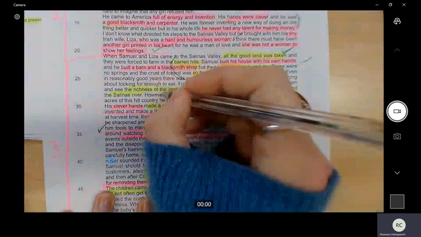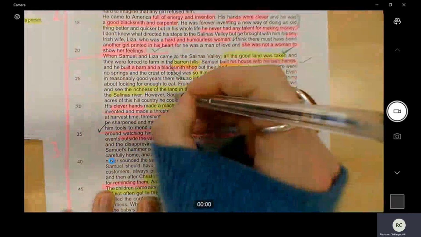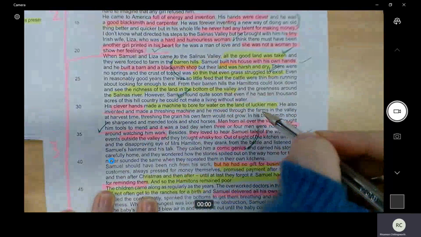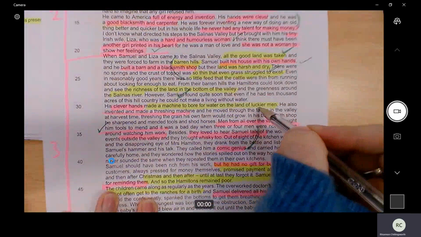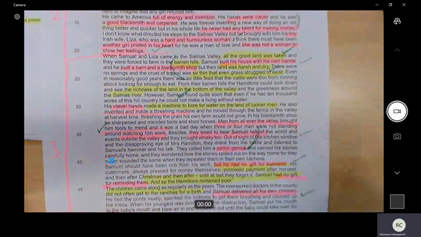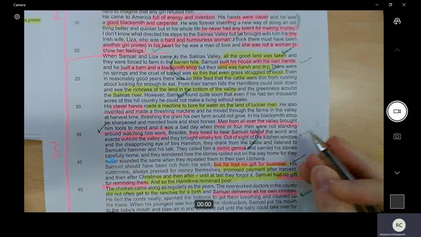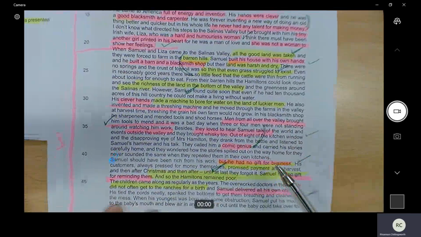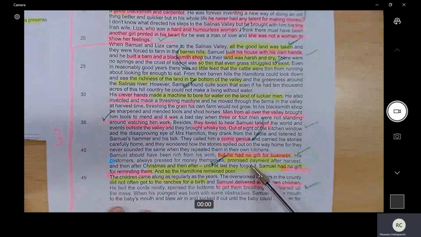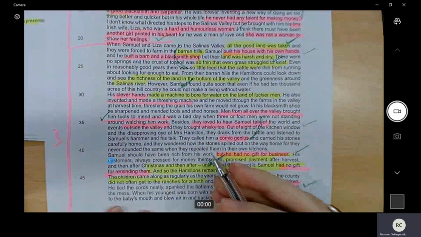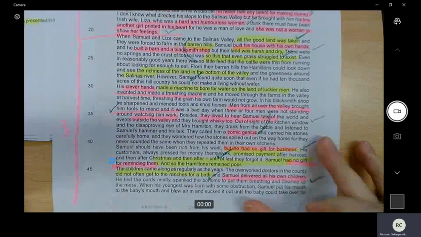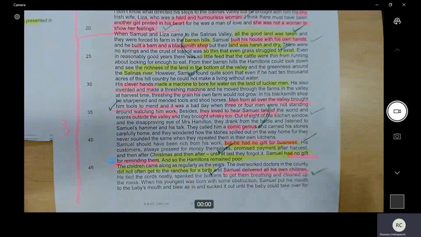I'm going to talk about how the land at the bottom of the valley is described as rich, and this idea that those men are described as luckier. I'm going to talk about this whole idea of the people taking advantage of Samuel. And again, this whole idea that Sam has been forced into the position to actually deliver his own children.